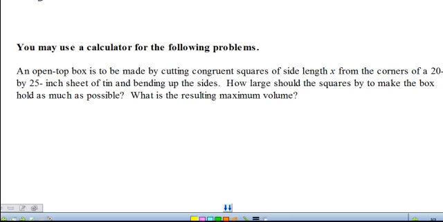My y, I'm going to start at 0, and my max is going to be about 10,500, and I'm going to go up by 100.